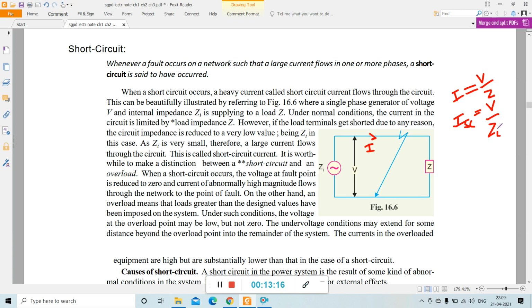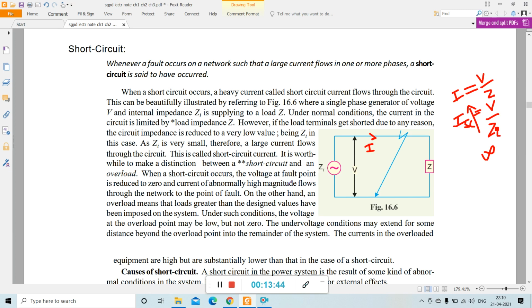But here Zi is very small. It is nearly equal to 0, or very negligible. If this is nearly equal to 0, then the overall term tends to infinity. That means your current abnormally rises towards infinity. Okay, so now you have clearly understood the short circuit: a large amount of current flows through the circuit when a short circuit occurs.